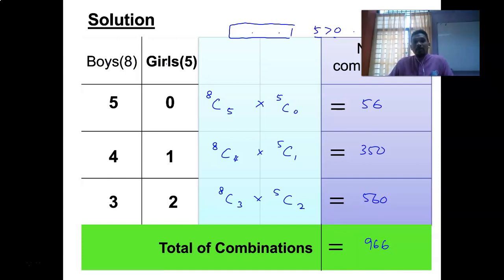So the total of combinations here is 966. Combination means that if I choose 4 boys and 1 girl, do we need to arrange who will be first, second, third, fourth, and fifth? No, it's not important. As long as we choose the 4 boys and 1 girl, then we send them to the competition or any event. Okay, that's it.